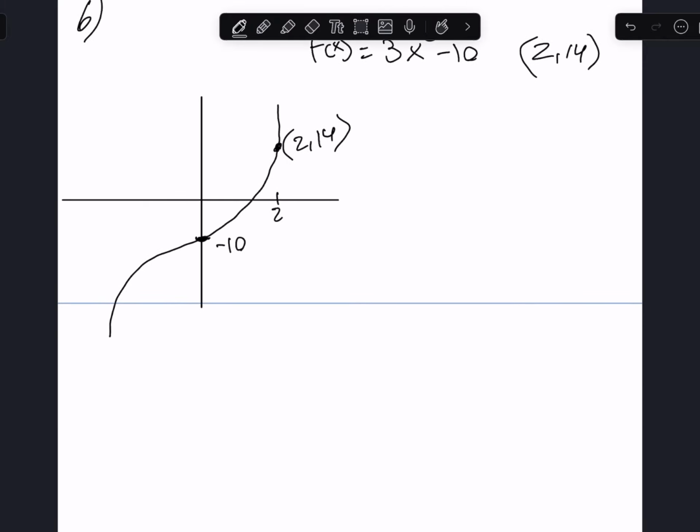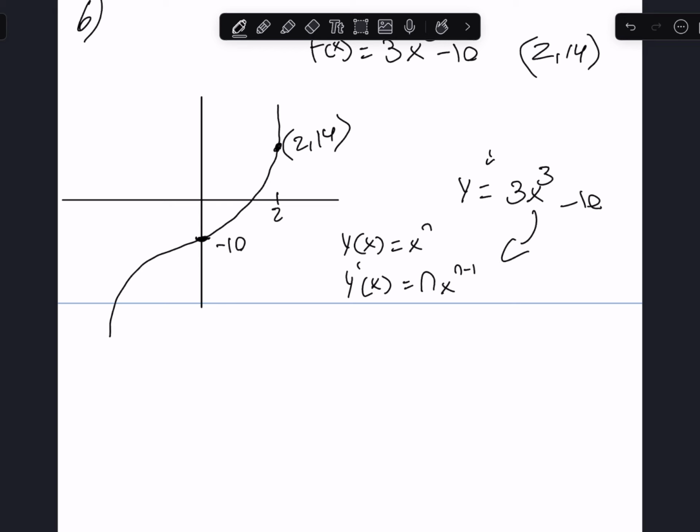Now we have to find f prime of x to find the tangent line. So we have our original equation, y equals 3x cubed minus 10. And to find the slope, we're going to have to find the y prime of this equation right here. And we're going to use the power rule. The power rule states that if y equals x to the n, that's our original equation, y prime of x is going to equal n x to the n minus 1.